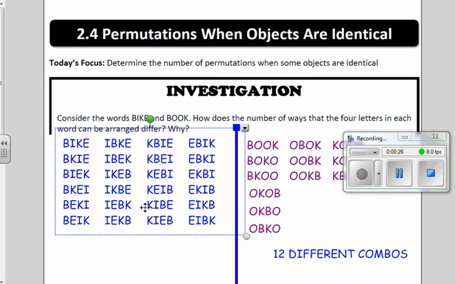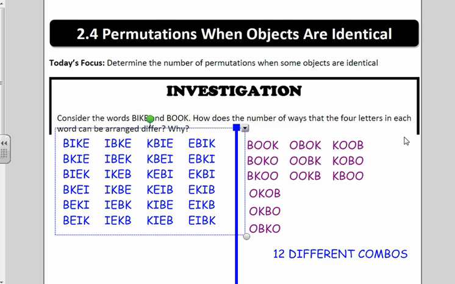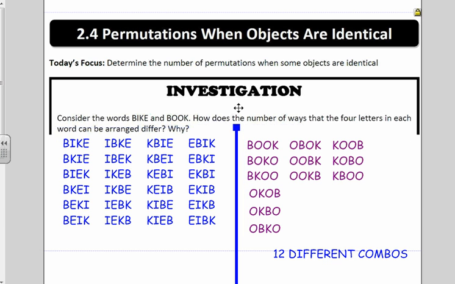Okay, so guys, take a look at 2.4 in your book, and it asks you to consider the words bike and book and the number of ways that you can arrange them, right? So if you take a look here, we've listed all the different combinations you can do with those 4 letters. And you can see that there are 4 times 6, right? How can we do this using P notation?